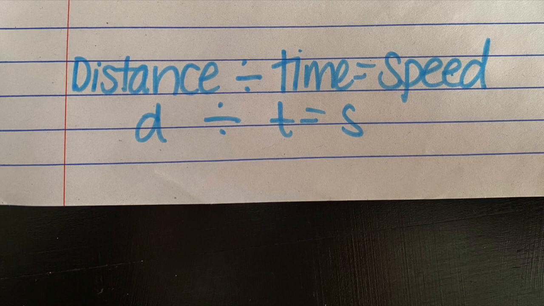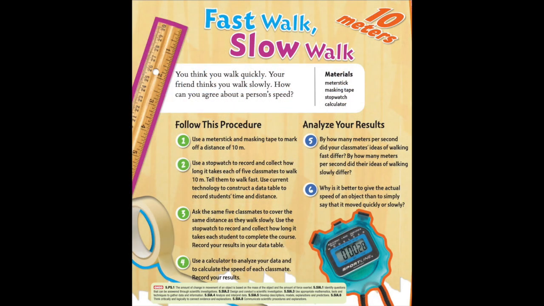Remember, it's not tough to determine speed. You just have to take the distance and divide it by time to get the speed. You can go out there and do the same lab, or you can try some other things like what's your speed on a bicycle, a scooter. What else can you think of?